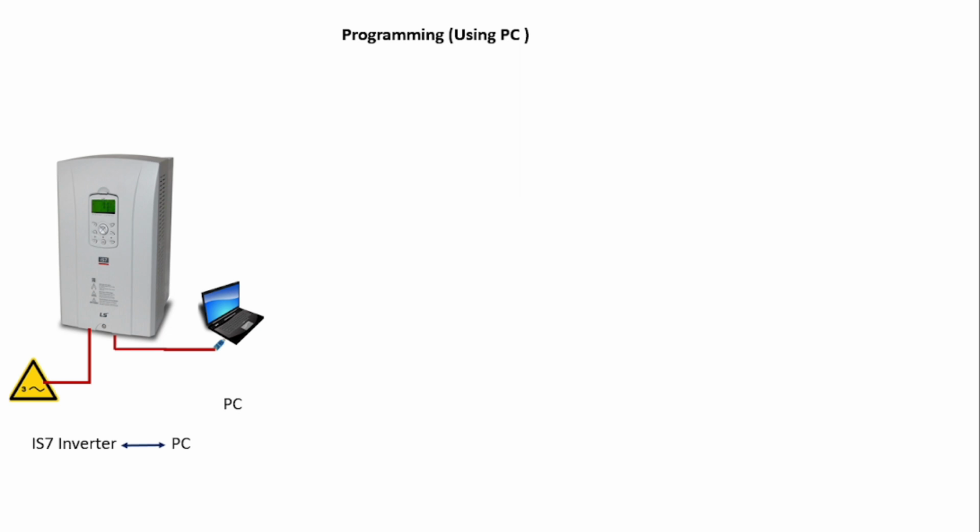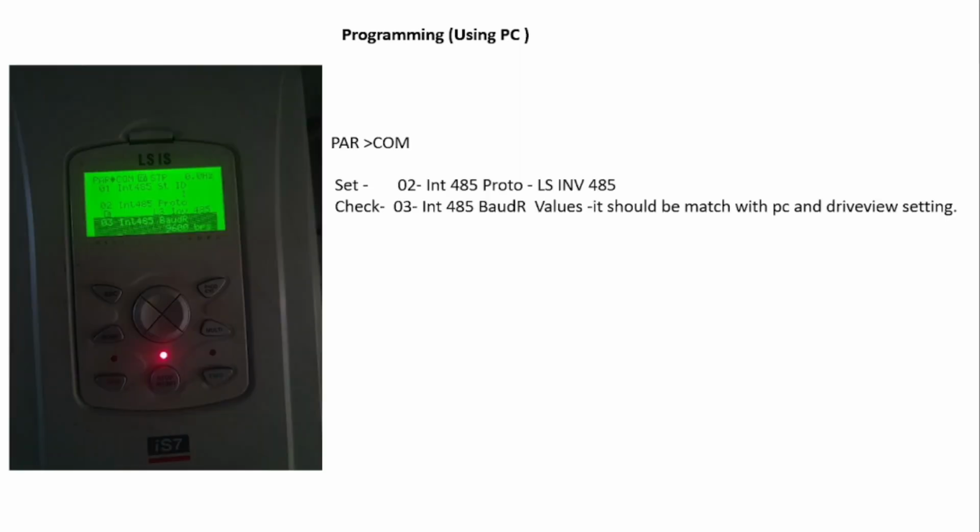Then on the inverter display, open the parameter mode and set parameter number 2 of the communication group, that is INT485 protocol, to LSINV485, and also check parameter number 3, that is INT485 baud rate. Here its value is 9600. This value should match the PC and the DriveView software setting. For this, let's open the DriveView software.